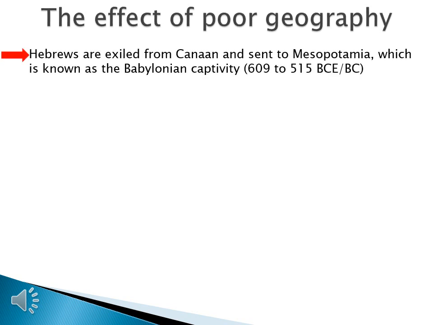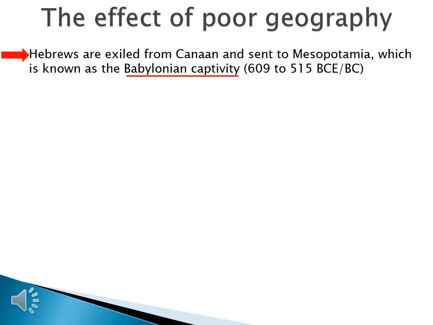Hebrews are exiled from Canaan and sent to Mesopotamia, which is known as the Babylonian captivity. It happens from 609 BCE to 515 BCE. In other words, Hebrews are told to get out of Canaan, and they are captured by the Babylonians. Eventually, the Hebrews get back to Canaan, but Canaan is then taken over by the Roman Empire. We're going to learn about those guys later this year.